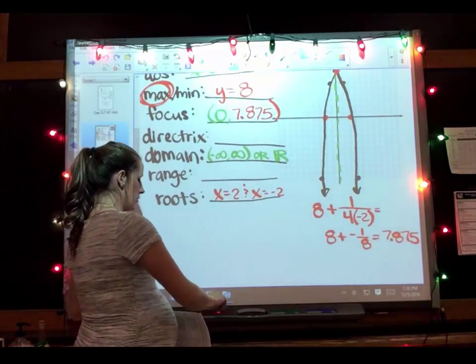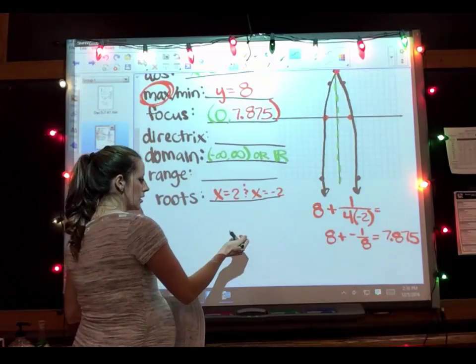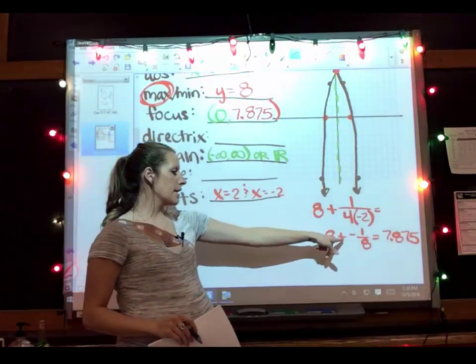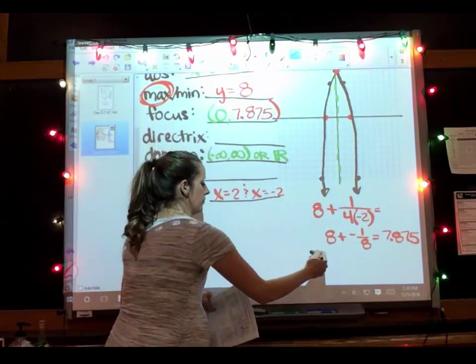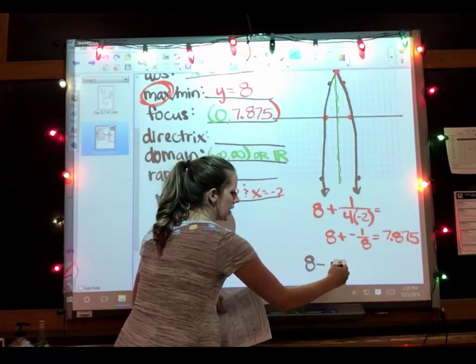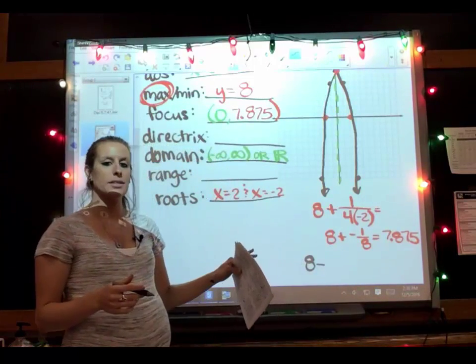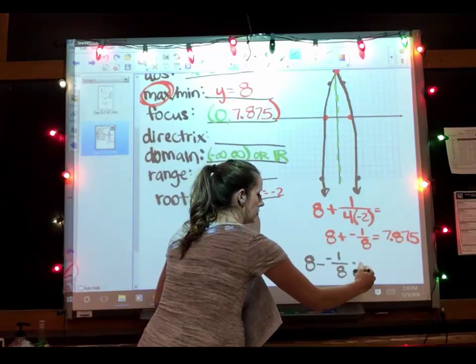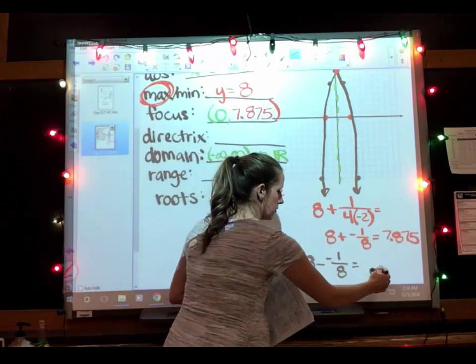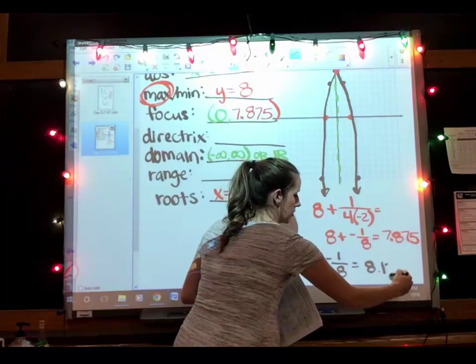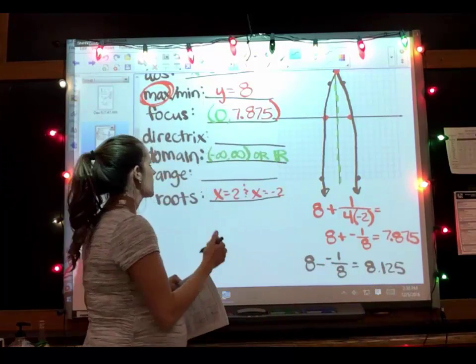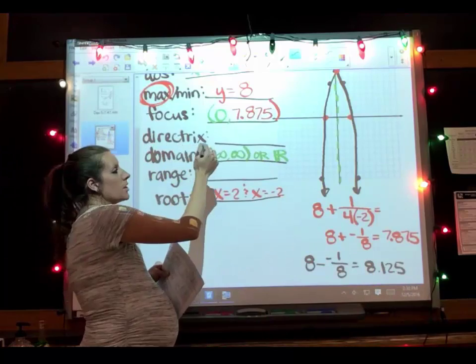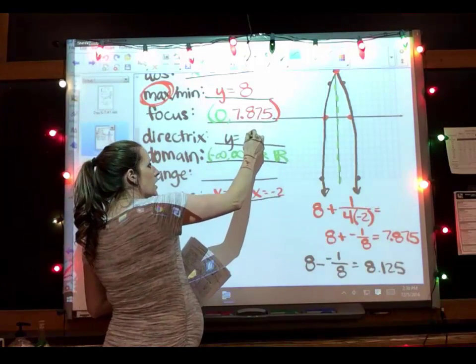Okay, your directrix is going to be 8 minus 1/8. So 8 minus negative 1/8. I'm sorry. And that should give you 8.125. So on the directrix, you're going to have y equals 8.125.